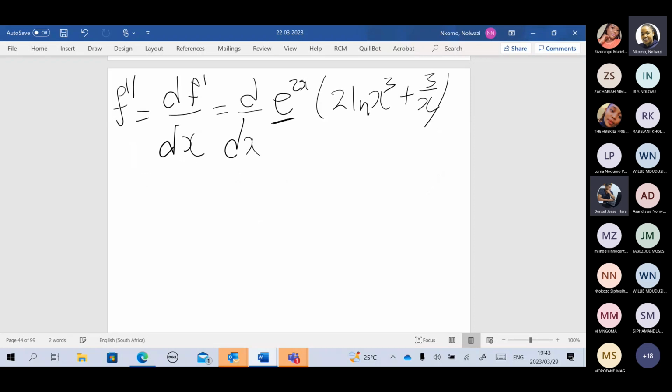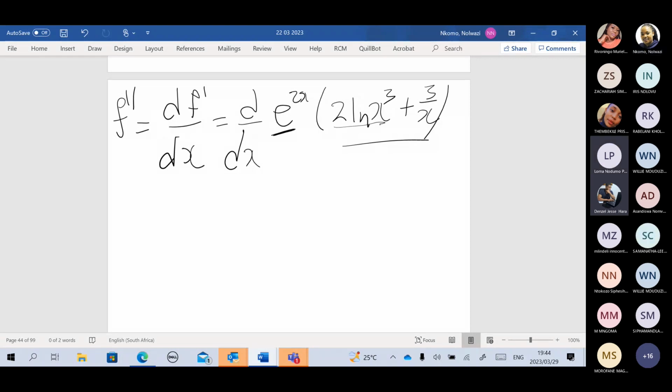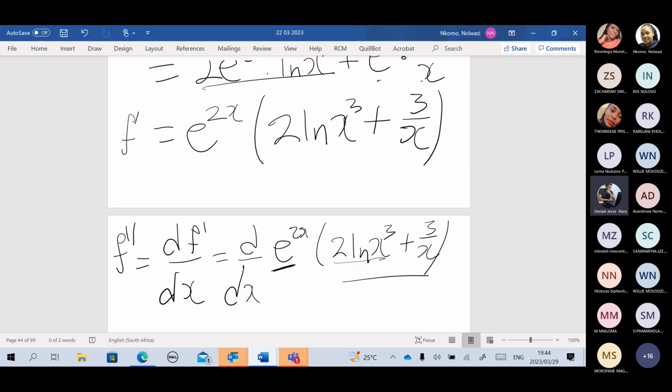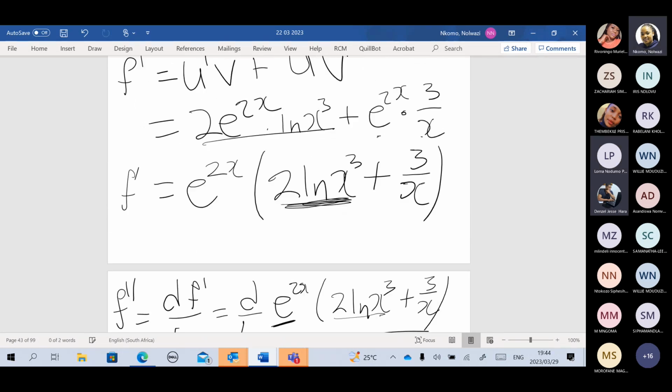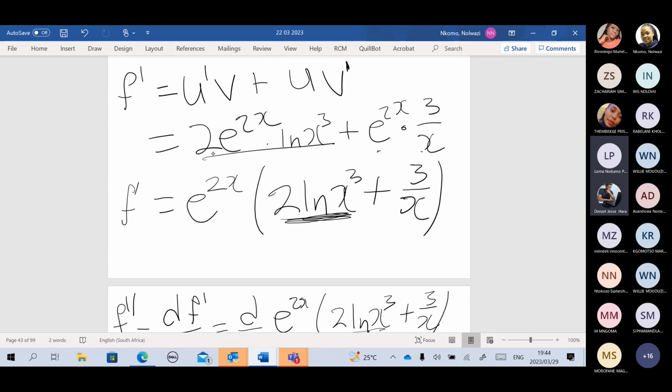Okay, we have two functions. Miss Nkomo, could you please explain the 2 ln x cubed for me? This 2 ln x cubed. I took it from here as it is. I want to understand that part because I didn't get it when you finished off that part.